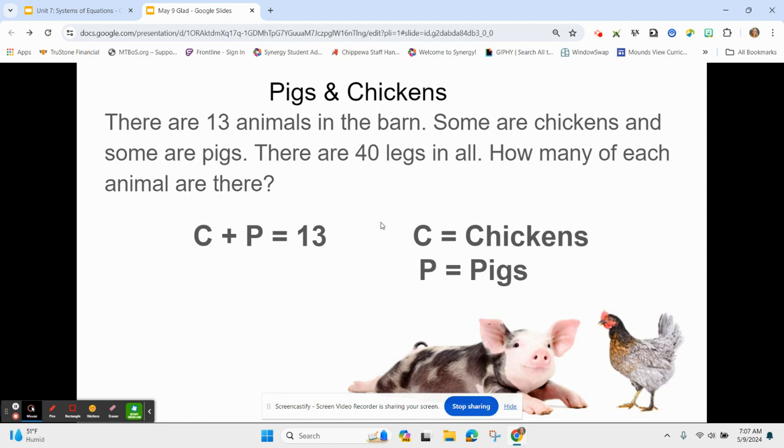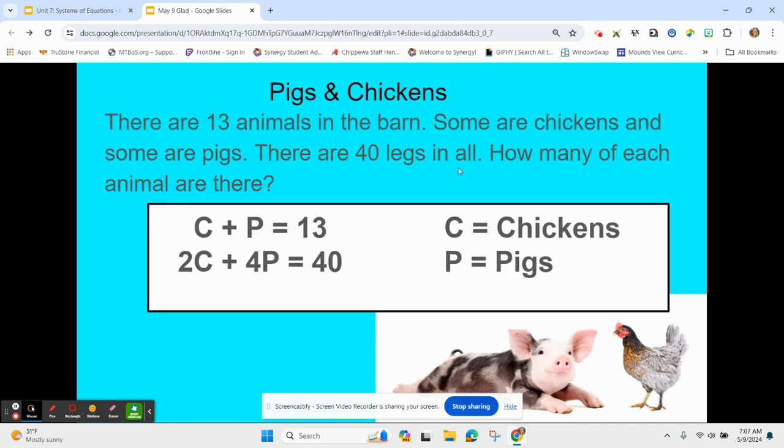But the second part that we have to pay attention to is the number of legs in total. And here's what we know. We know that piggies have 4 legs and chickens have 2. So my second equation that I'm going to create has to do with the number of total legs equaling 40. So it's going to look like this. Top equation is my number of total animals. The second equation is the number of legs each of them have. So my system, it's got to work together. And ultimately, our goal is to figure out the number of chickens and the number of pigs.